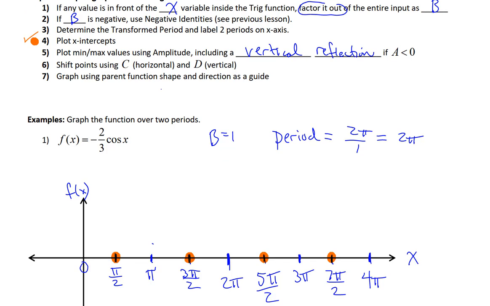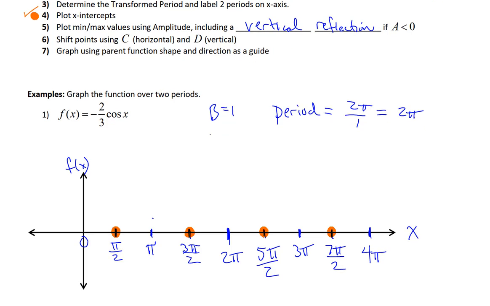Well, notice that in our example that we're working on, a, which is the value out in front of our function, is negative 2/3, which is obviously negative, so this matters, and this means there's a reflection. So we'll call this vertical reflection. It's not hard to do, you just have to flip the graph vertically, upside down.